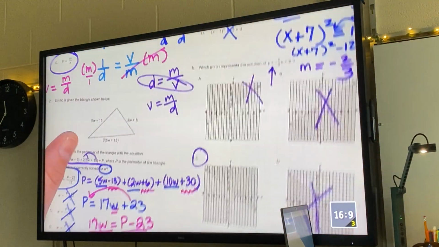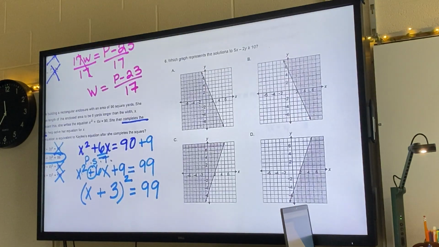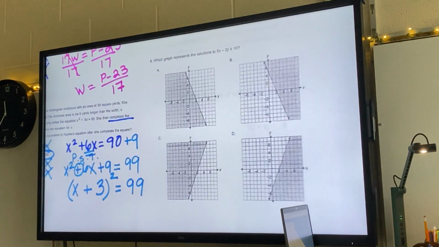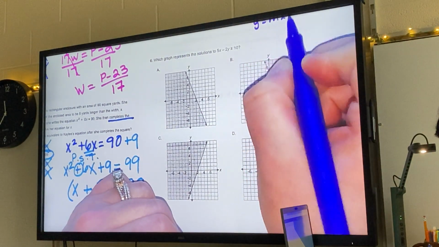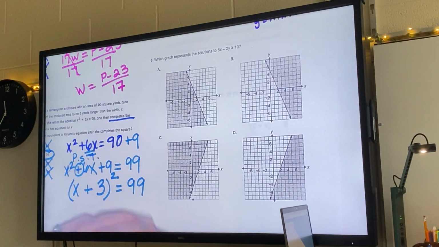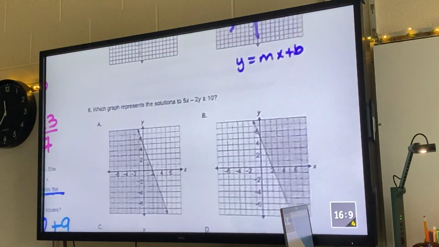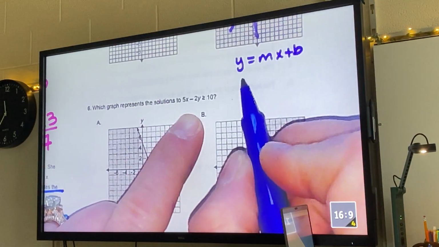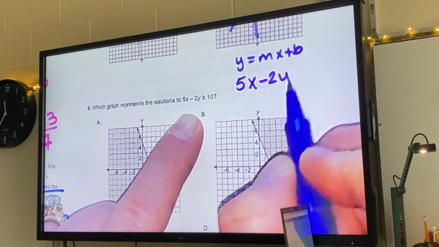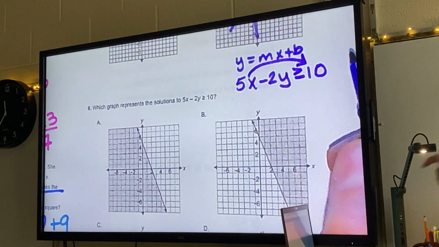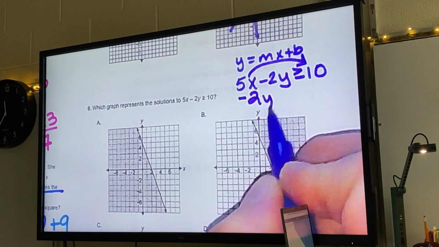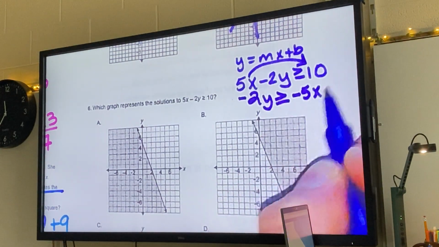All right, let's look at number 6. Before we graph it, we would need to put it in what form? Slope intercept form. So we want it to look like y equals mx plus b. First we're going to move the 5x. We have 5x minus 2y is greater than or equal to 10. When we move the 5x to the other side, it becomes negative. So negative 2y is greater than or equal to negative 5x plus 10.